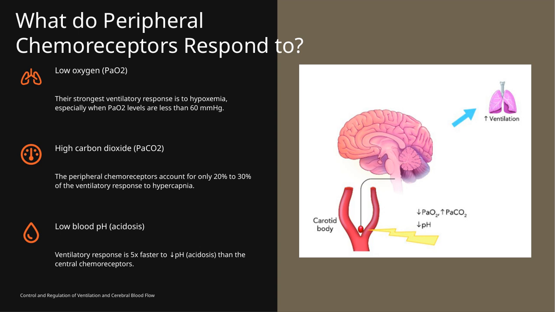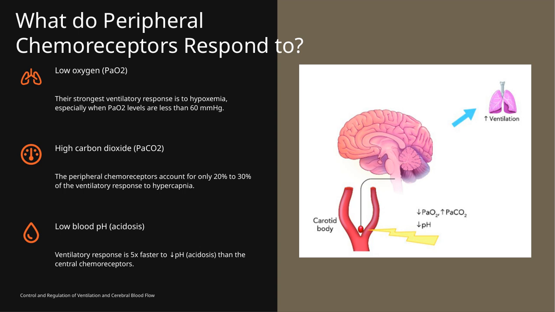It's important to note that peripheral chemoreceptors play a relatively smaller role when it comes to responding to elevated carbon dioxide levels, or hypercapnia. They account for only about 20 to 30% of the ventilatory response in these situations. The majority of the response to high CO2 is managed centrally within the brain's respiratory centers.